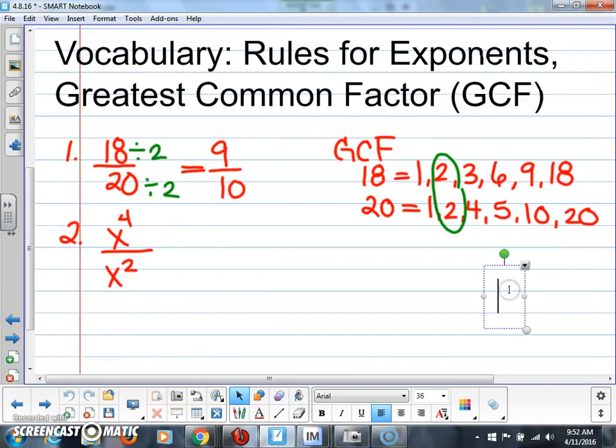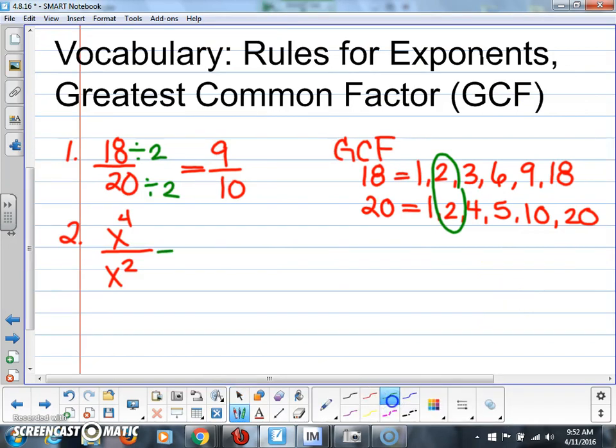When you divide exponents, what are you really doing to them? Subtracting them. So I'm going to subtract x to the power of 4 minus 2. What do you get? Yeah, x squared.